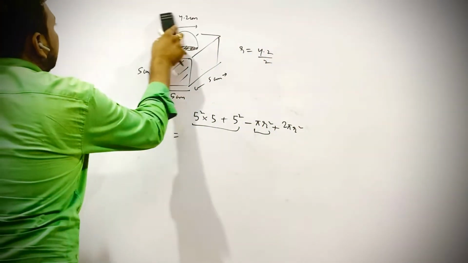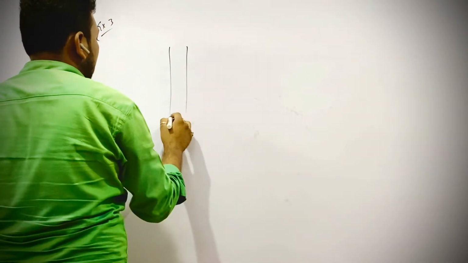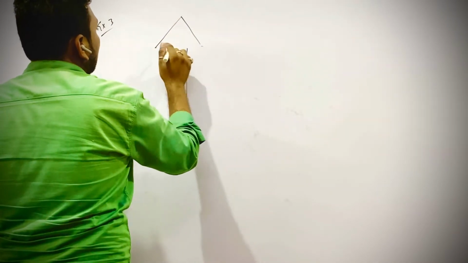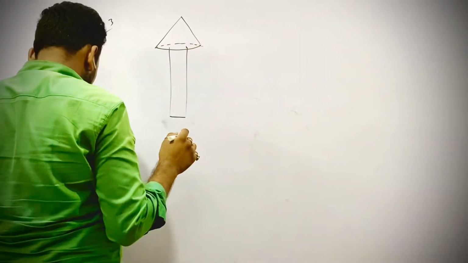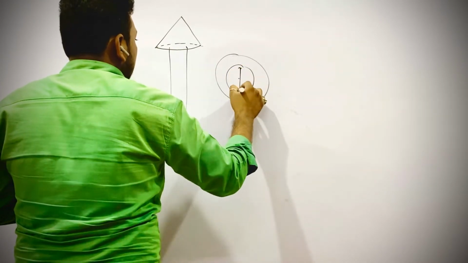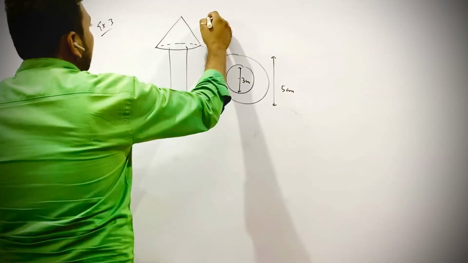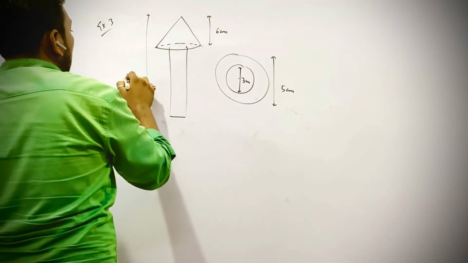Example number 3. So it is like this. Okay, the figure is given. This is 3 centimeter. This is 5 centimeter. This is 6 centimeter. And this is 26 centimeter.